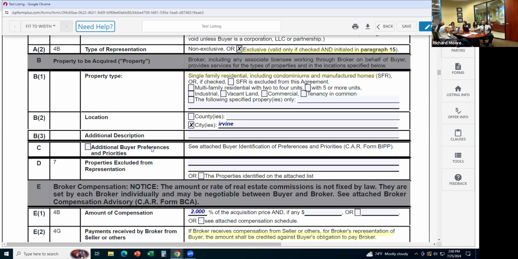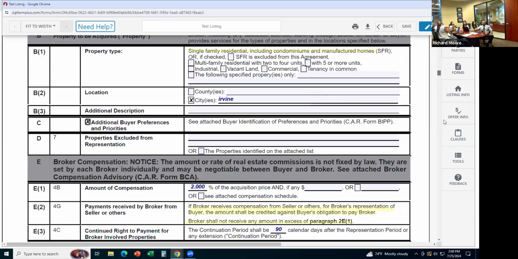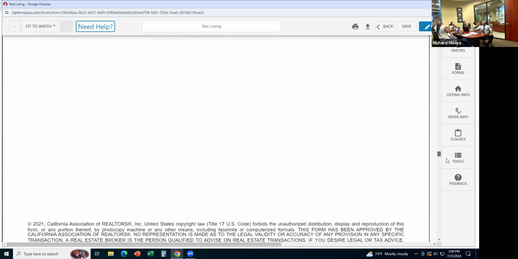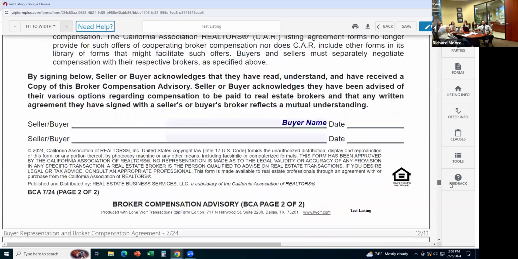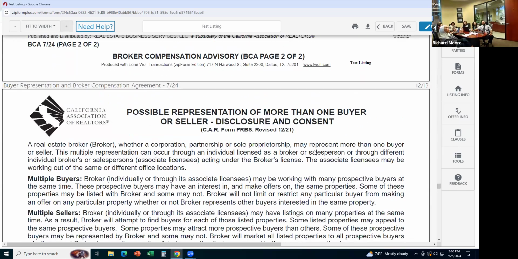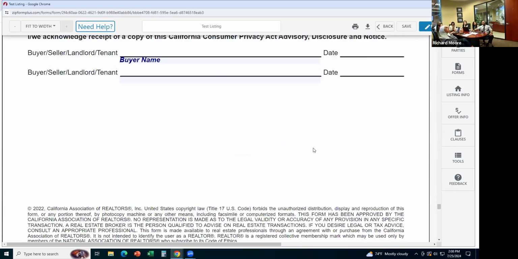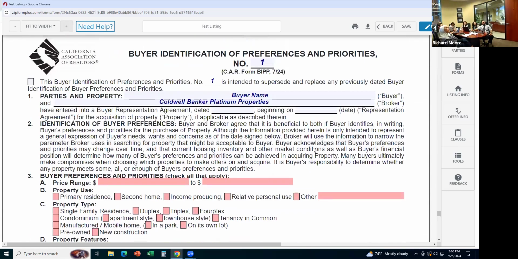Section C, additional buyer preferences and priorities. This is the one on letter C where it says, see attached buyer identification and preferences and priorities form. Usually this will suffice, but if you want to send this out ahead of time, check the box to include that form, and let me show you what that form looks like. It's a fillable form for your buyer. When you go into zipForms, you can send this form ahead of time before you meet with them to sign the agreement. And this is what it is.